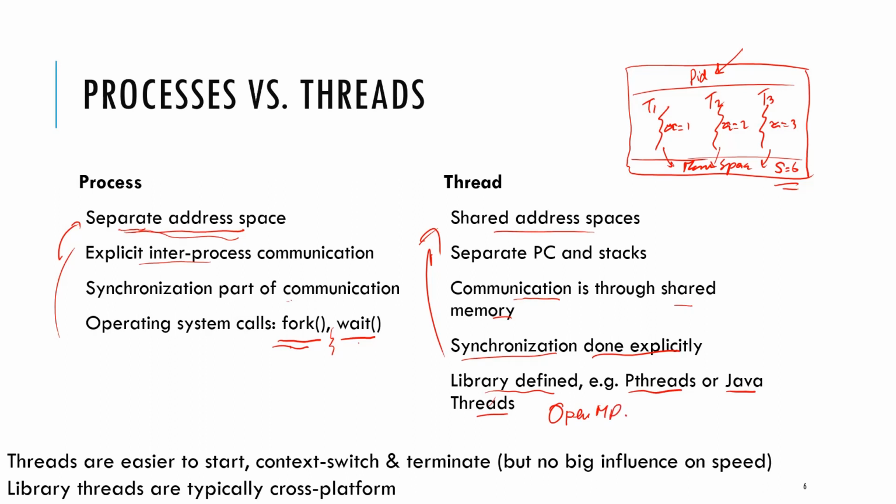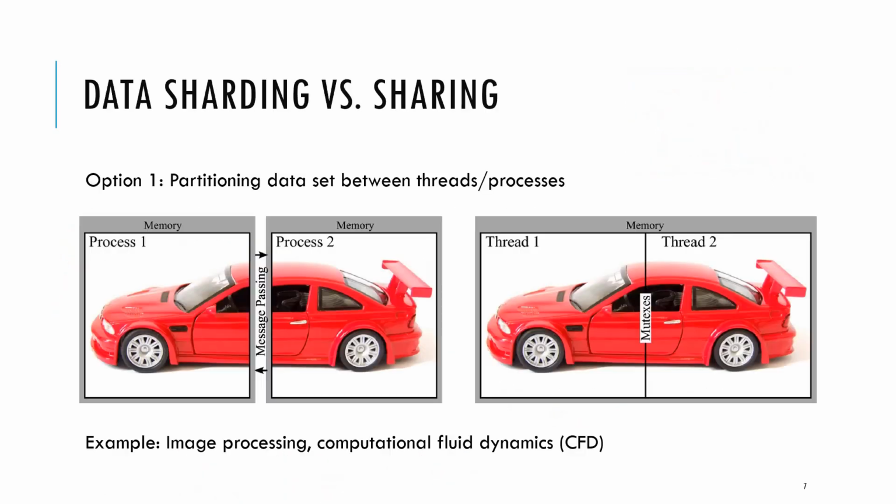So just briefly, threads are easier to start, to context switch, so to switch from one to the other, and to terminate. Okay, so this is why, and they are typically cross-platform. So this is why we would often like to opt for the use of threads and not for processes.